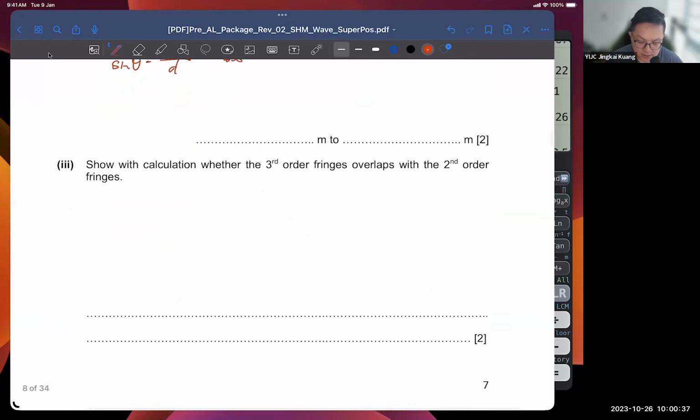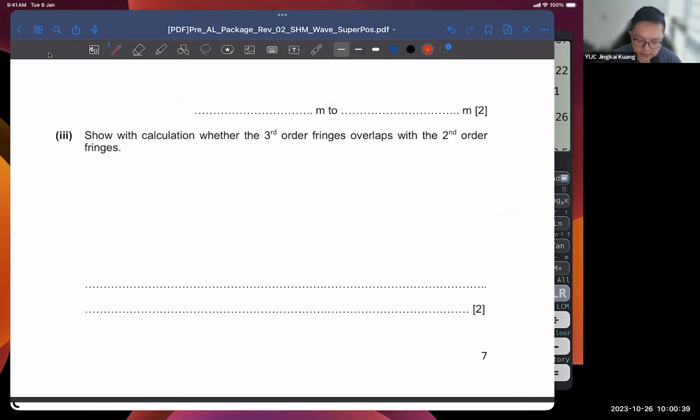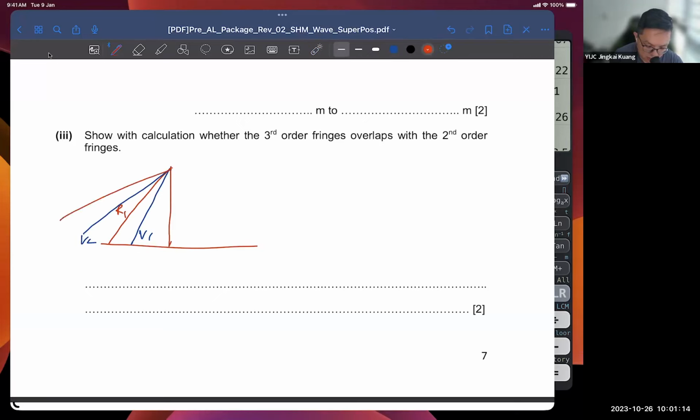Okay, show your calculation whether the third order fringes overlap with the second order. So remember your fringe basically starts like this. The center line, let's draw this one. Center is here. You will have violet, this is V1 first, then you have red. So in the middle here, you basically have from violet to red. But you go on further, you will have another violet, let's say somewhere here. This is V2. Then you have R2, like that.